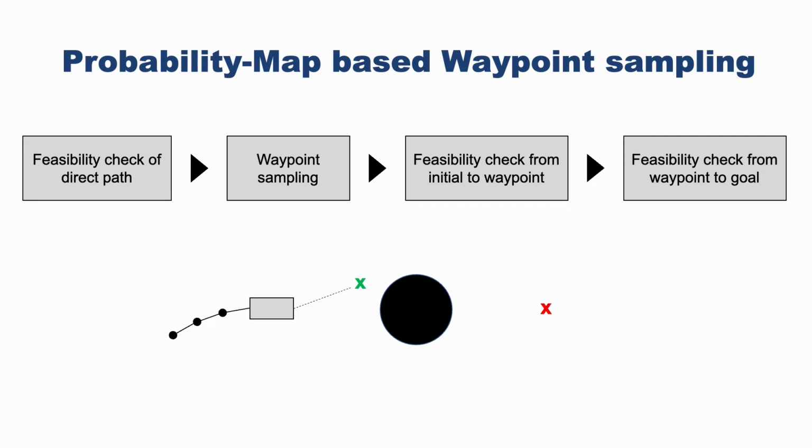After we put the new waypoint into our environment, we will check the trajectory generated from the initial to the waypoint. After that, we will also check the visibility from the waypoint to the goal. If the generated trajectory is invisible, we will need to sample another waypoint until we get a visible trajectory both from initial to waypoint and waypoint to the end goal.